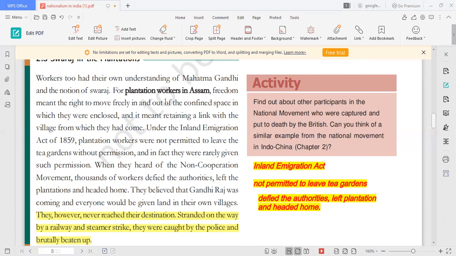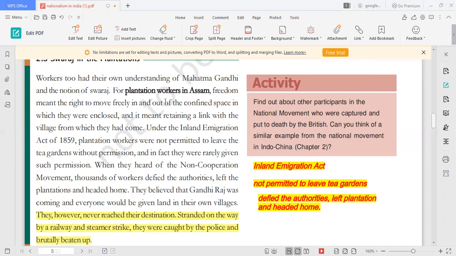So believing that, they defied their authorities, left the plantations, and started going home. On the way, they were caught at the police station itself by the police and brutally beaten up, and taken back to the plantation. Here also, the movement turned into violence.